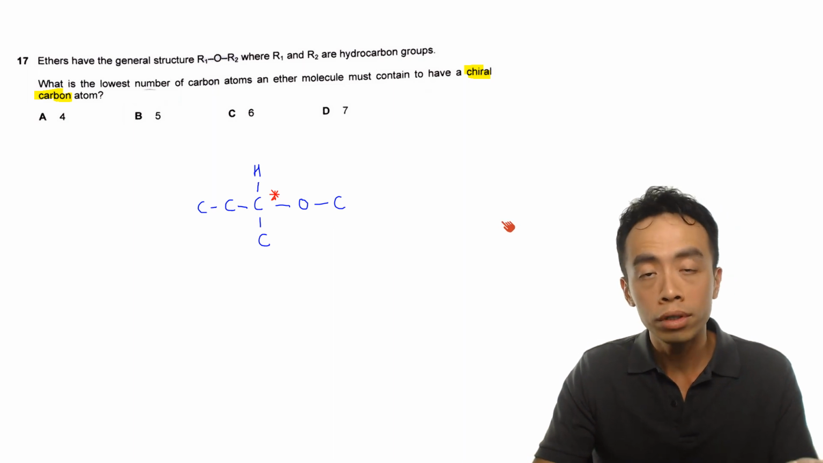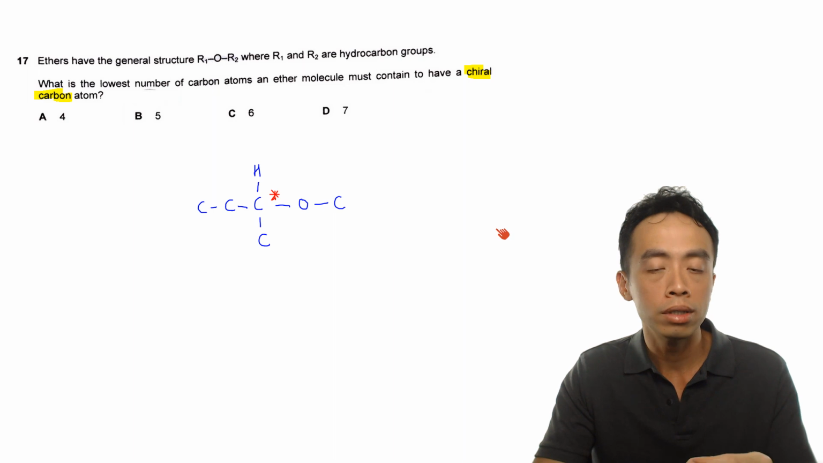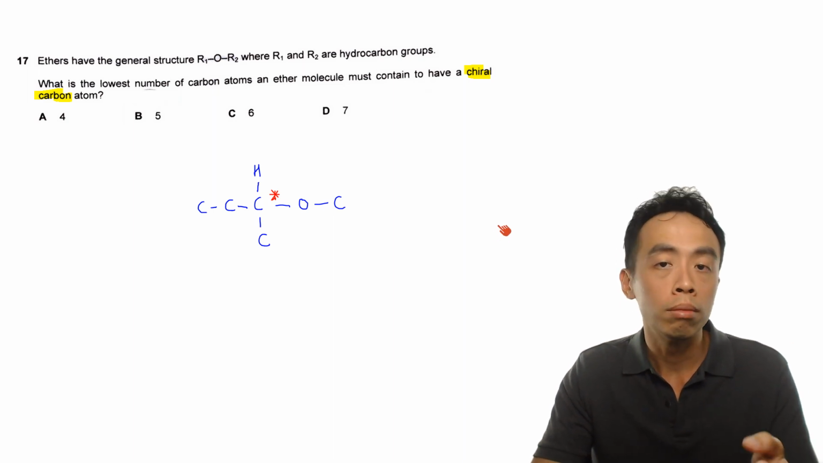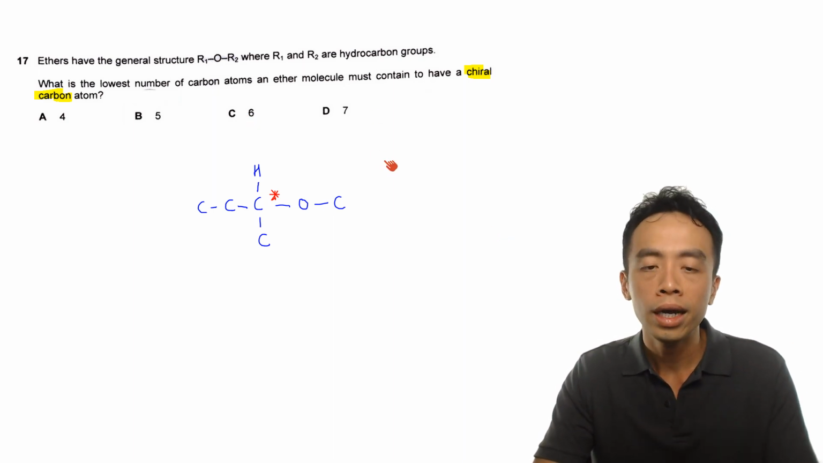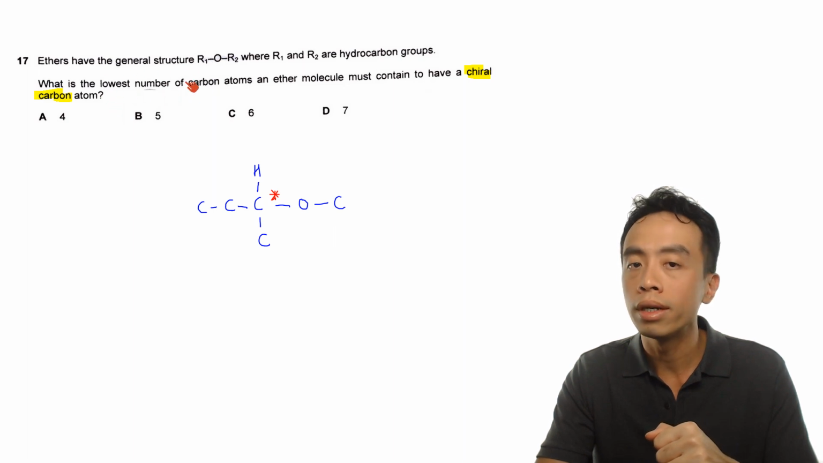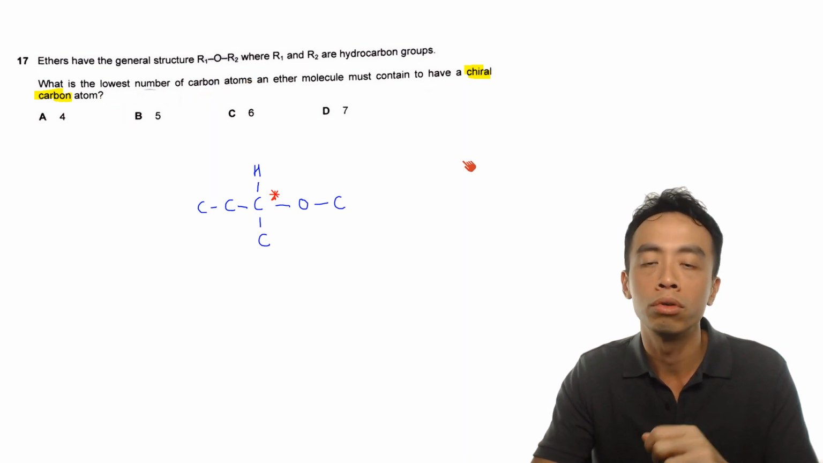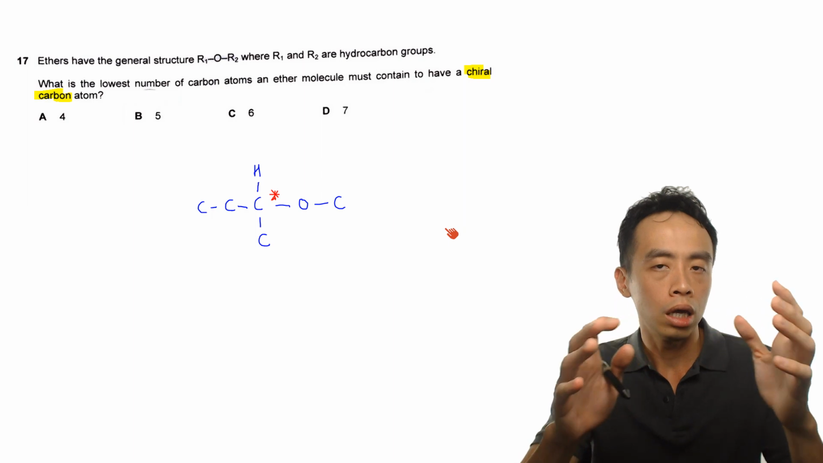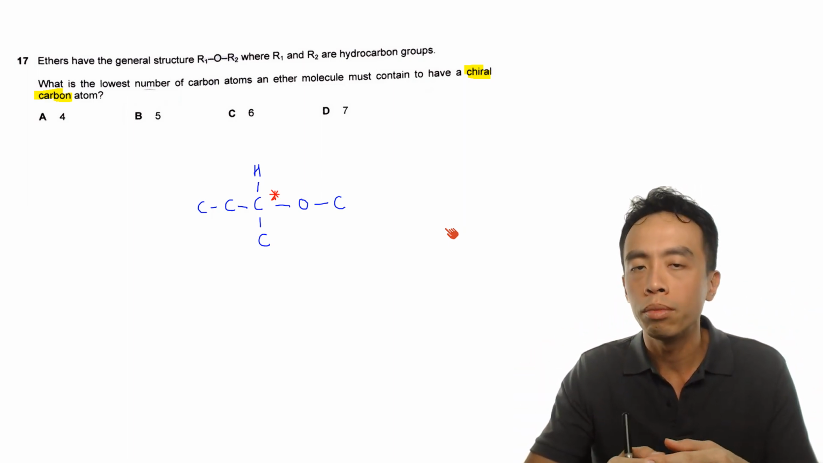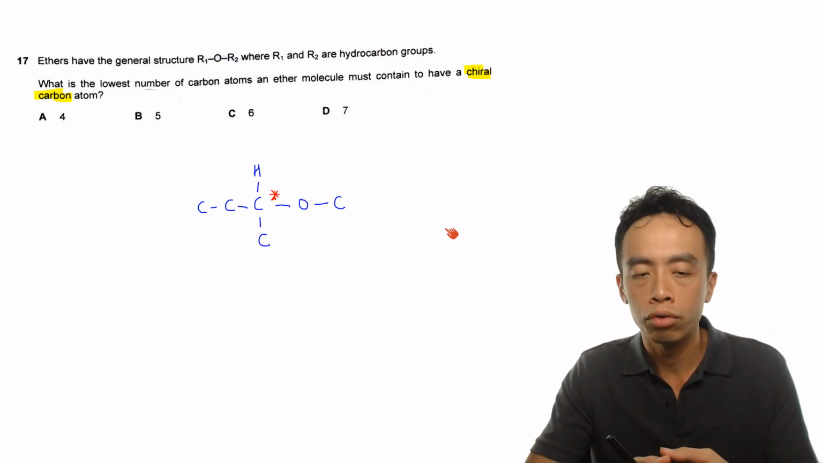So by focusing on my chiral carbon, and trying to minimize the number of carbons I put in to form my compound, then naturally I will have an outcome with the lowest number of carbon atoms. Remember, we start with the chiral carbon, and based on whatever criteria are mentioned in the question, we try to draw out from there.